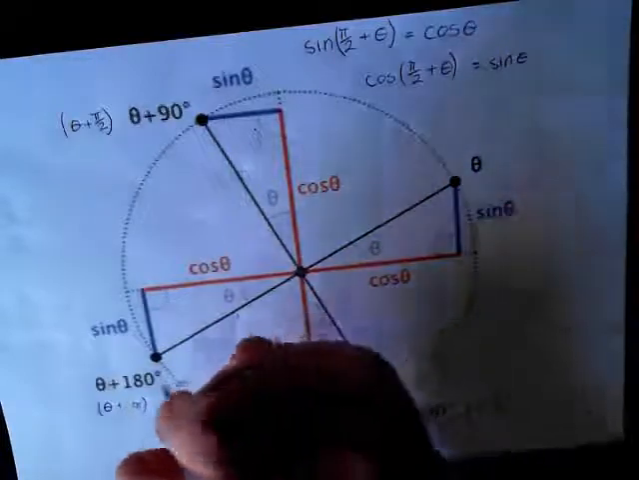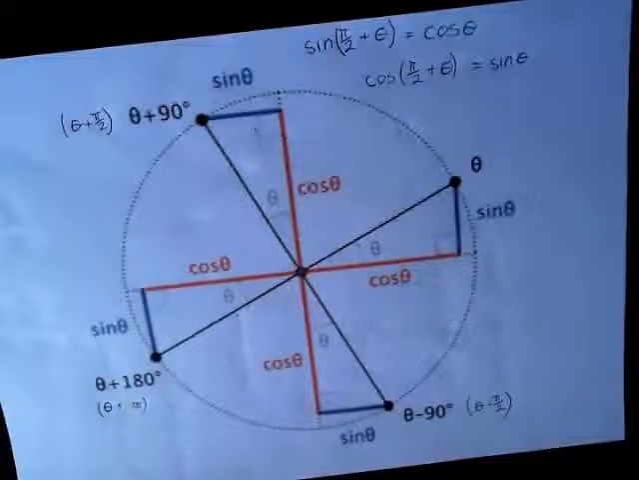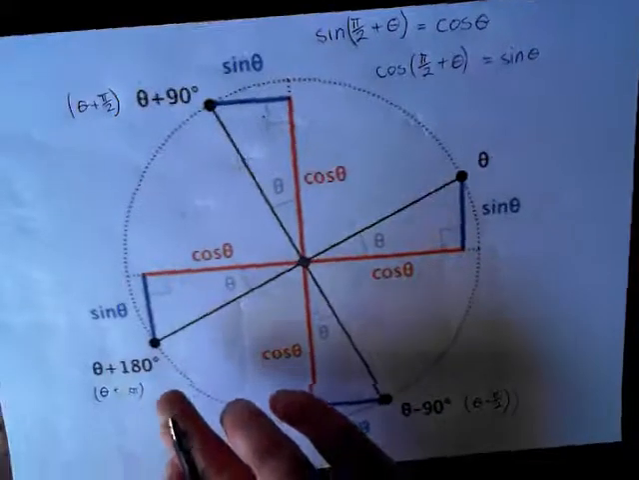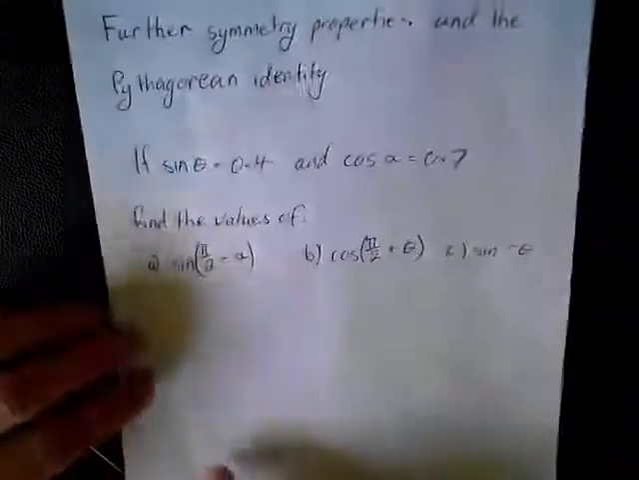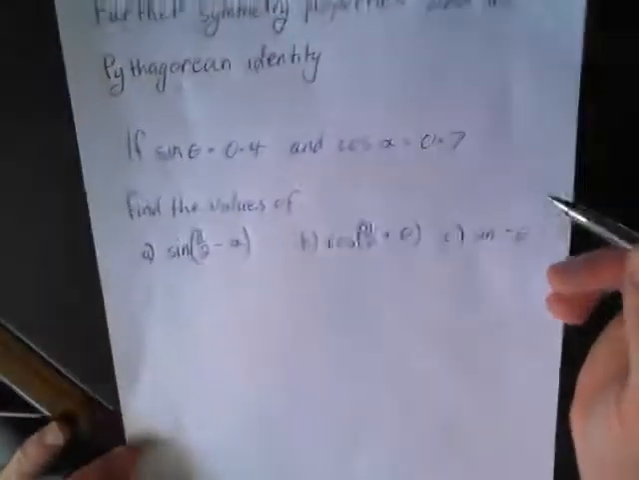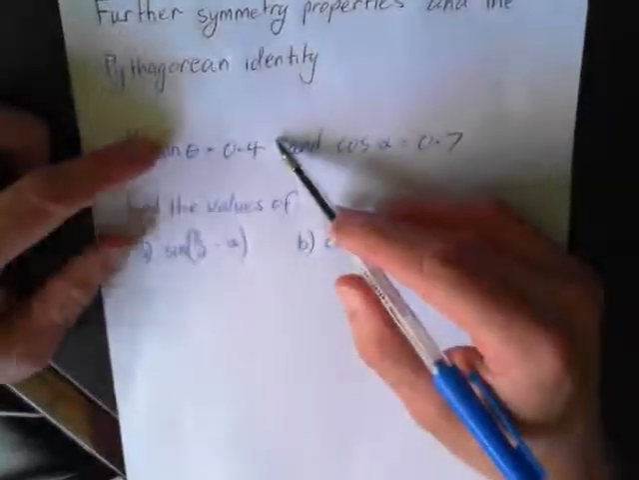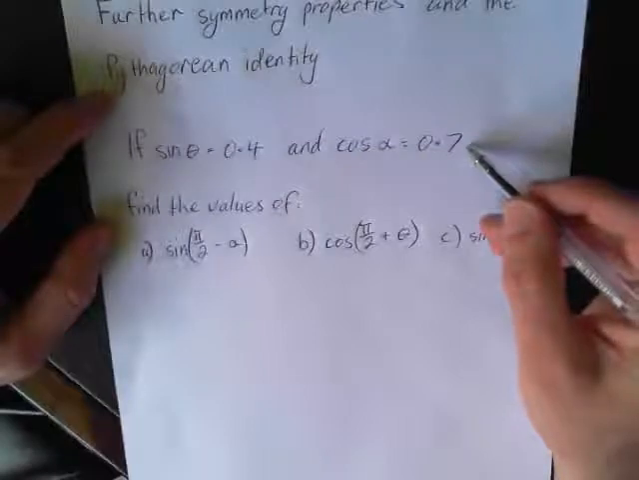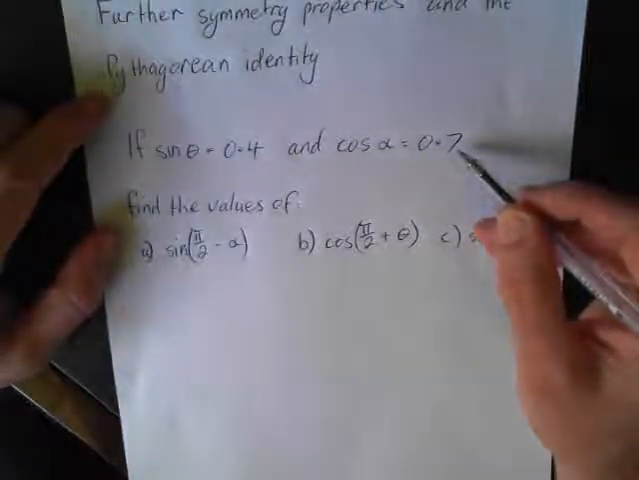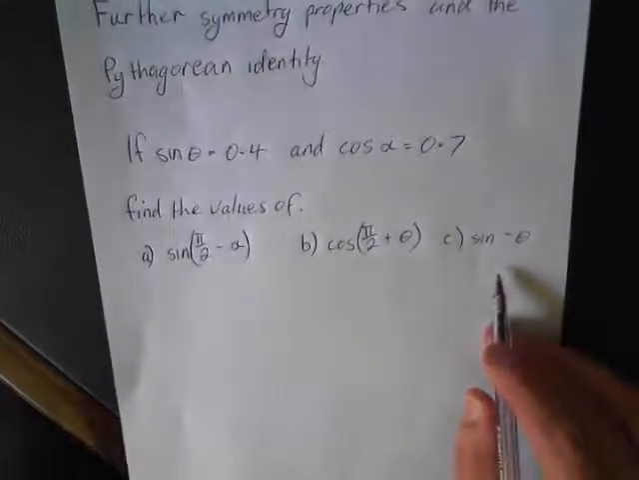Okay, and you can do equivalent ones all the way around the circle. So we've got some symmetry properties there. What you're asked to do with this is solve questions. So for example, if sine theta equals 0.4 and cos alpha equals 0.7, let's find the values of these things.